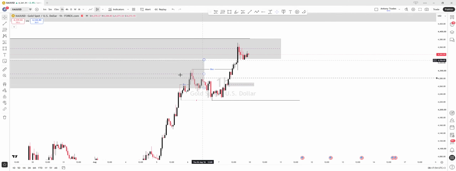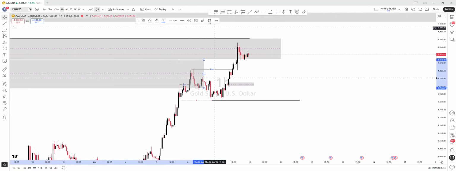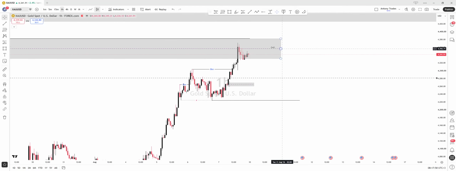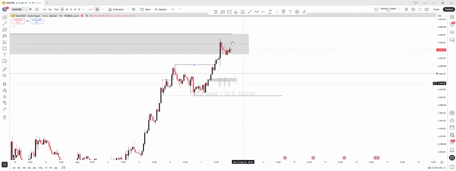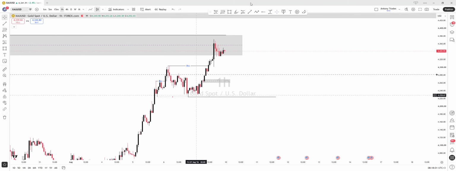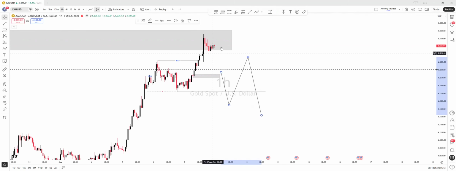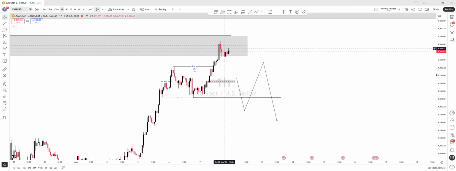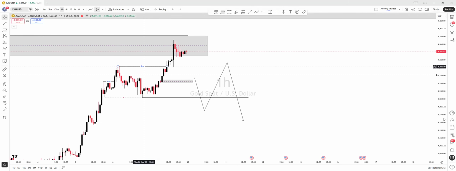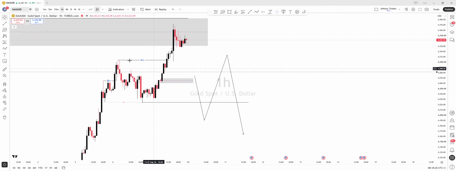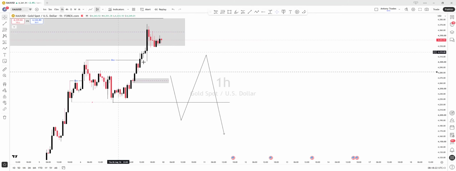Since we have closed above this supply, I'm going to remove that and then we focus on this one. All right. So at this point of time, if we want to sell anything on gold, wait for this low to be taken out. Until you see the candle closing below this low, don't take any sell on gold, all right? Unless you want to trade a pullback from this area, because currently we have this one as our internal break of structure from the 4-hour time frame, from the 1-hour time frame, right?